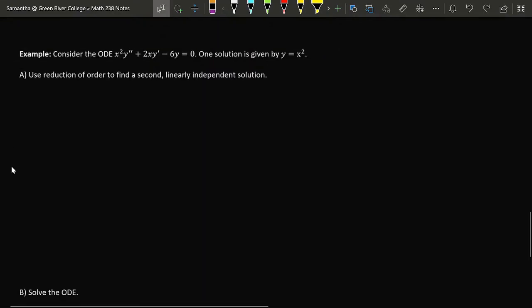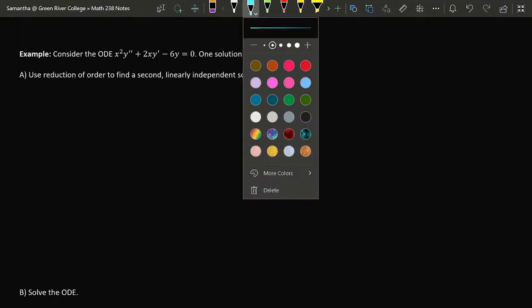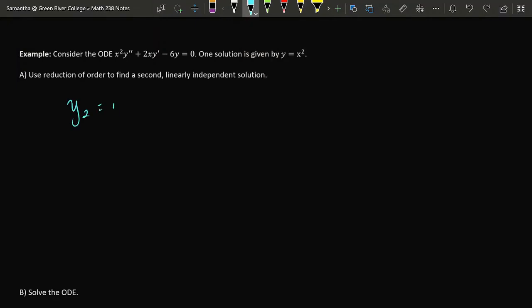Let's try a similar example, but slightly more robust. We have the ODE x squared y double prime plus 2x y single prime minus 6y equals 0. Someone has worked hard and they have found that one solution is given by y equals x squared. So we're going to guess that the second solution has the form some function times the first solution that we have found, with the goal being that u of x is not constant.